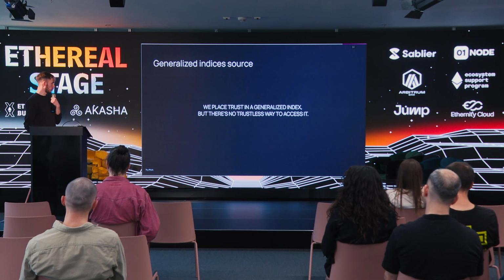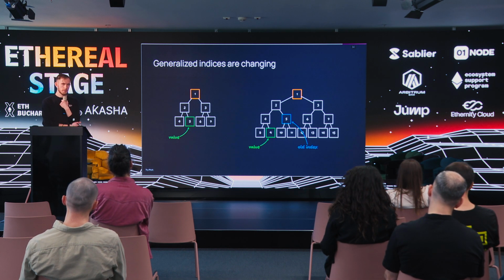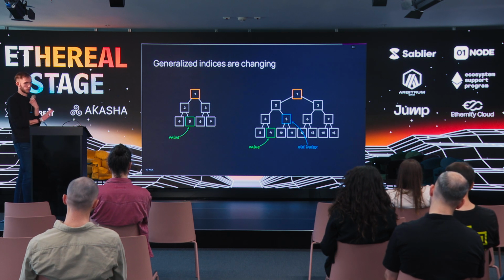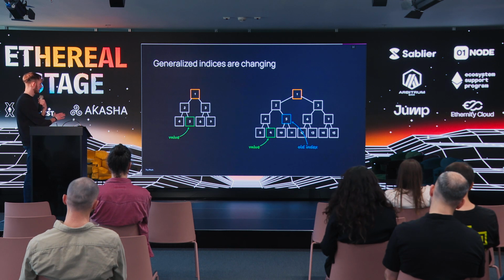But the problem is that generalized indices are subject to change. For example, if you have a structure consisting of just 4 fields, and you need the second one of it, on hard fork 1 there will be this structure on the left side, and the second field's generalized index is 5.